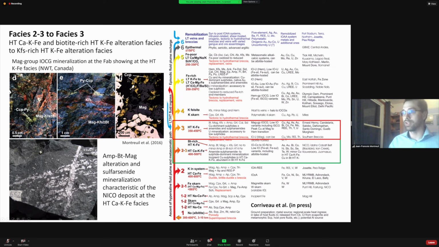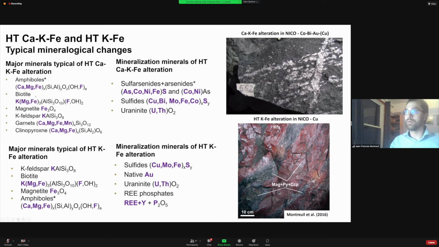So if we go first to the high temperature calcic potassium iron facies, we keep the amphibole, but then these amphiboles are going to be associated with biotite as a potassium mineral or K-feldspar. Magnetite can remain important, and then garnets and clinopyroxene, if this overprints earlier skarn assemblages, can occur as relics. One characteristic of that mineralization style as well is that arsenides and sulfarsenides are going to be a very important component in association with mineralization.